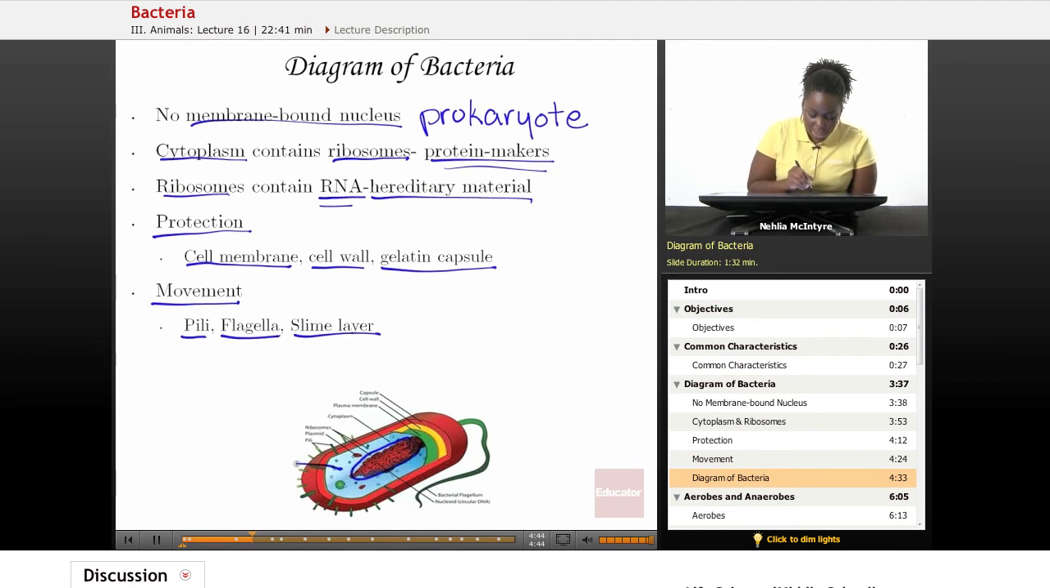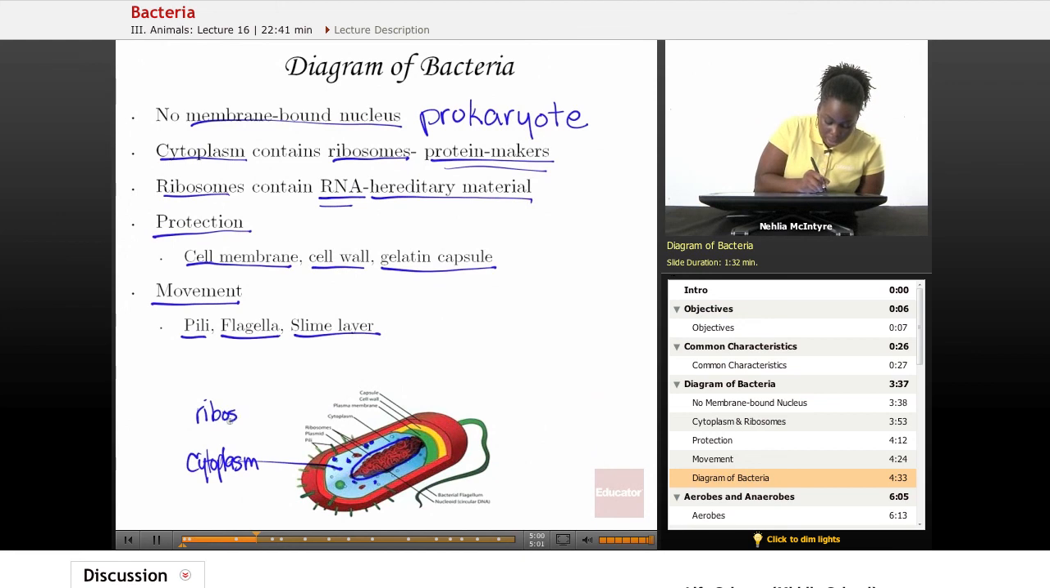Here's a diagram of a typical bacteria cell, and again, we have some hereditary material here. We have the cytoplasm, which fills up the bacterial cell in the middle. We have ribosomes, which are these little dots here all around. Those ribosomes make the protein.